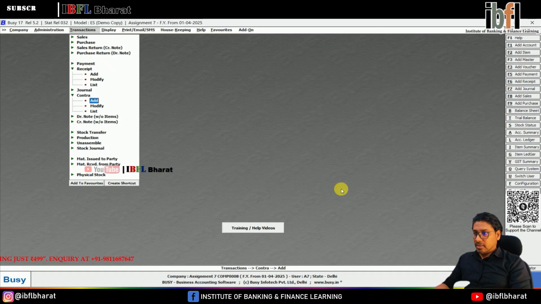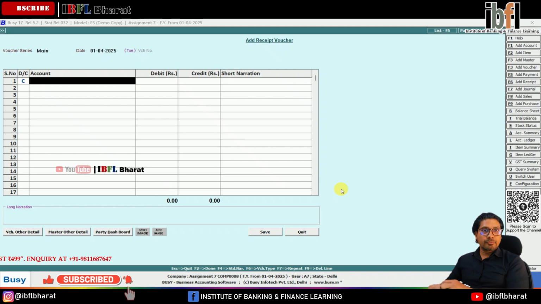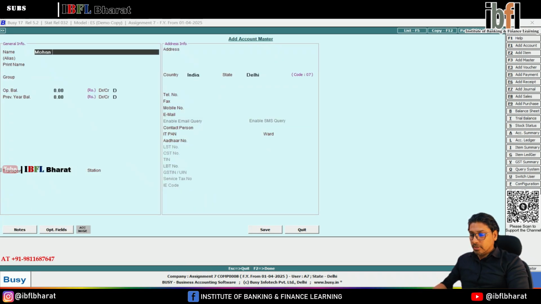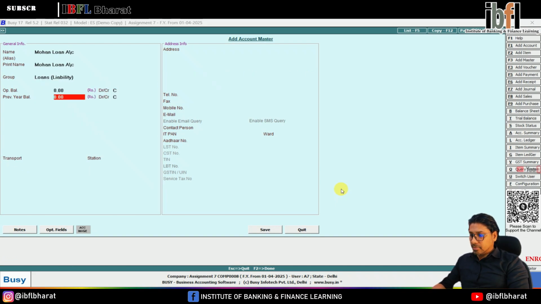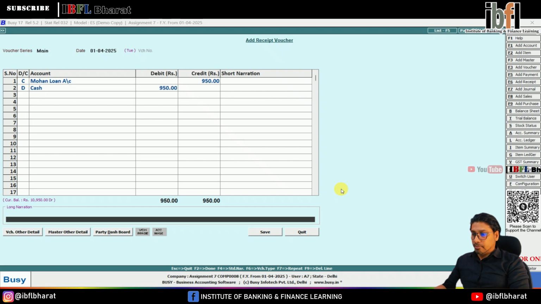Received cash from Mohan. Next entry we are making in the receipt voucher, and we are getting money. We are receiving money from Mohan, but why we are receiving this money we don't know. That's why we will use loan account here, Mohan loan account. We will press F3 and create the Mohan loan account, and we are getting a loan, so we will make it loans liability, and press F2, save. Amount of loan is 950 rupees, and it is in cash mode.